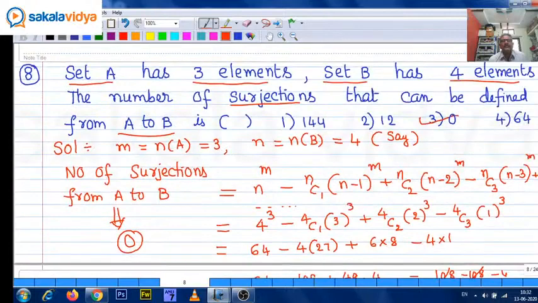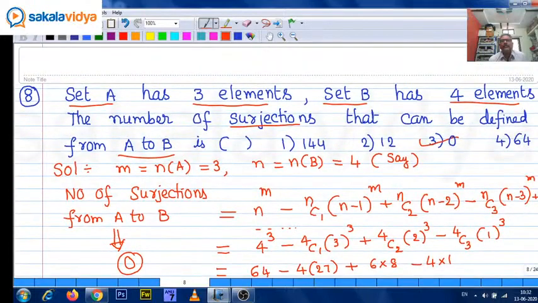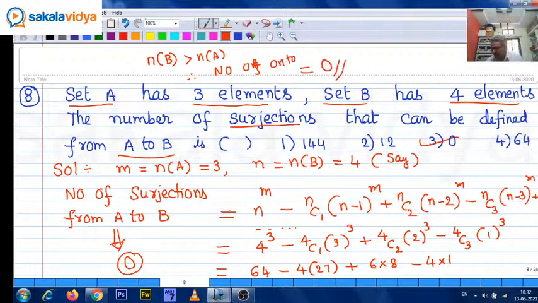Otherwise you can do it directly also. It's clear that n of B is greater than n of A. So therefore the number of onto functions is 0. Directly also we can write.